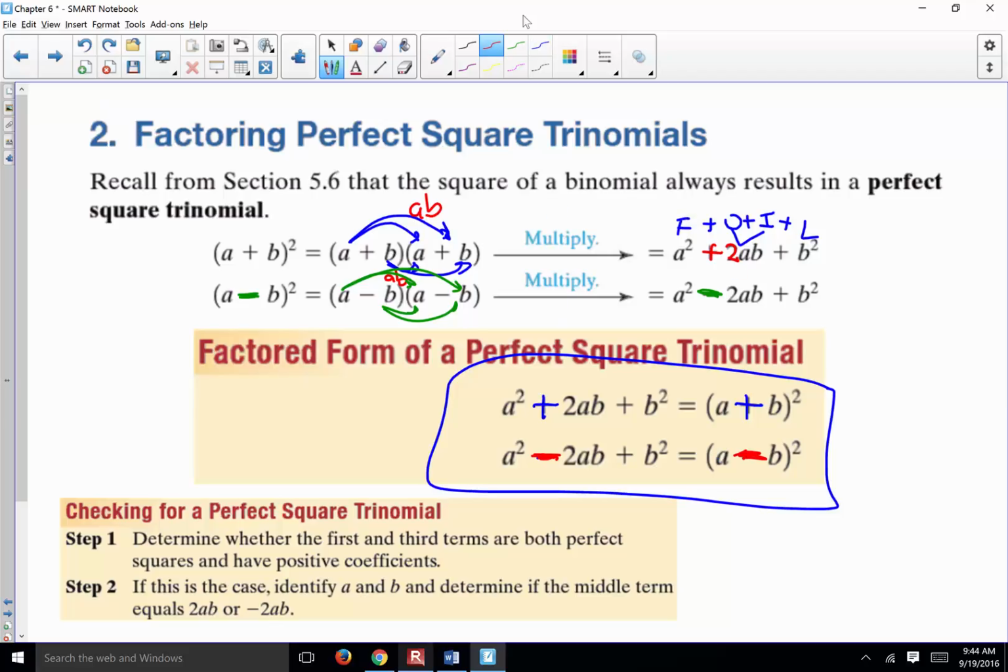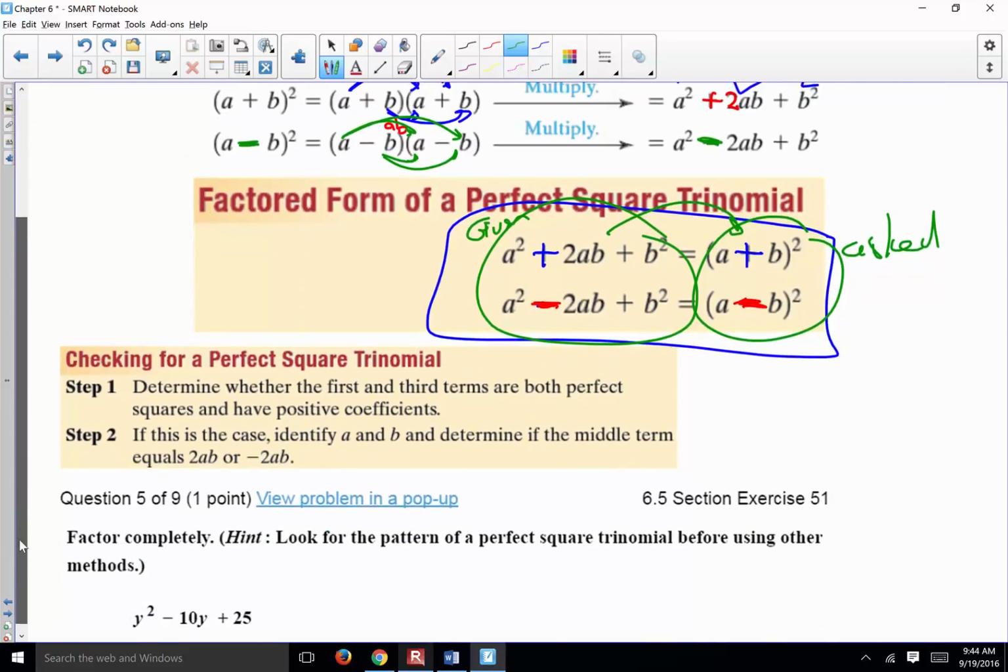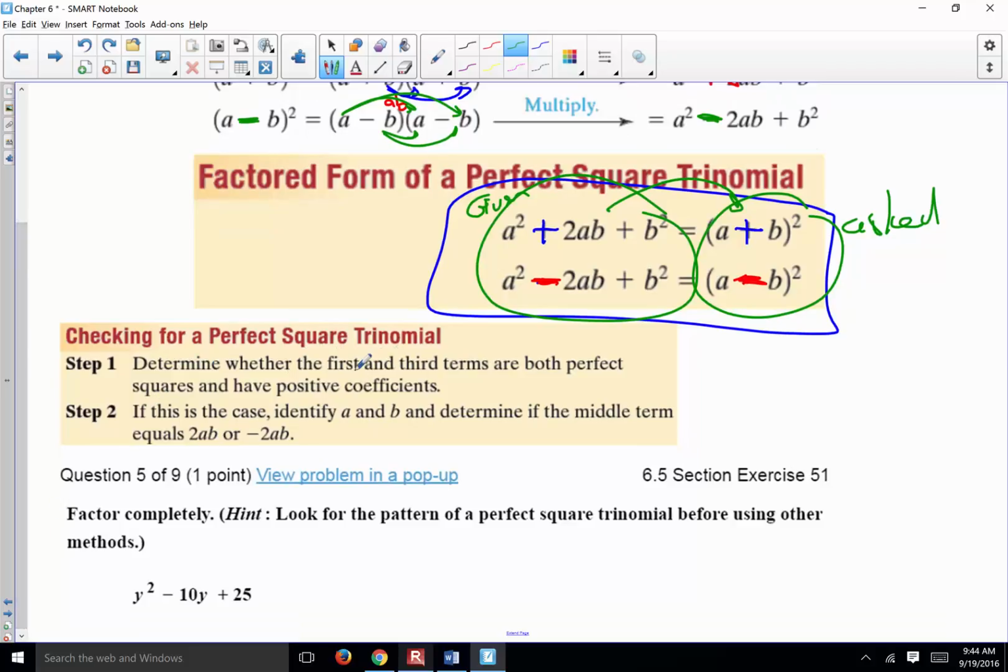We're kind of doing things backwards. This will be given to you in the questions, and this will be asked. You will change this to this. And here are the steps again. You need to first determine the first and third terms are squares and positives in front. So step 1 is check whether these are squares. Otherwise quit. You have to do something else. And make sure they are both positives.